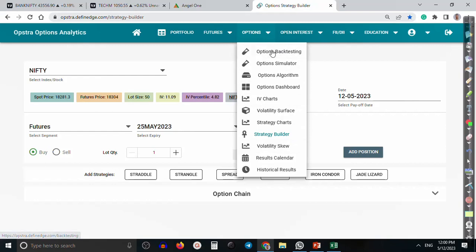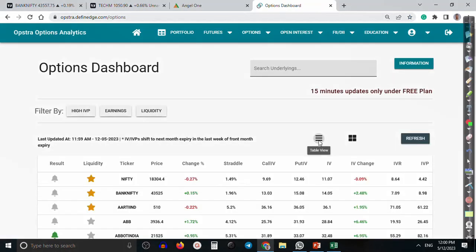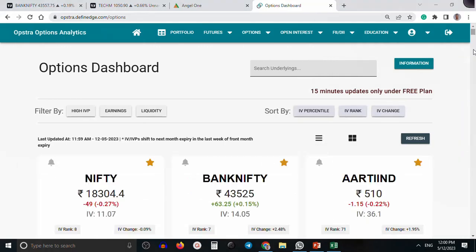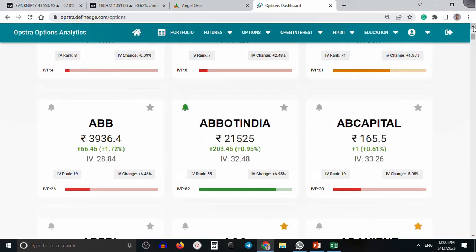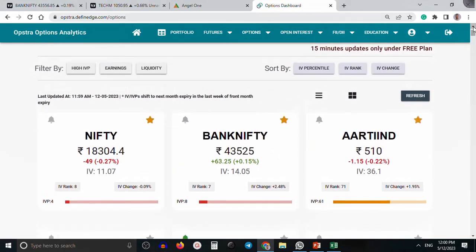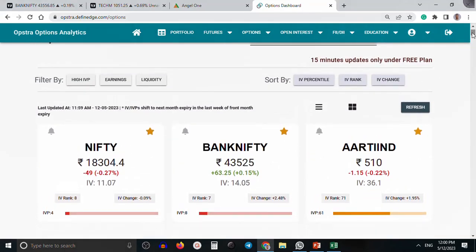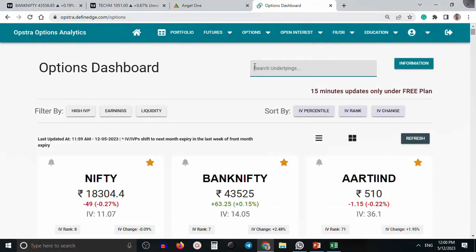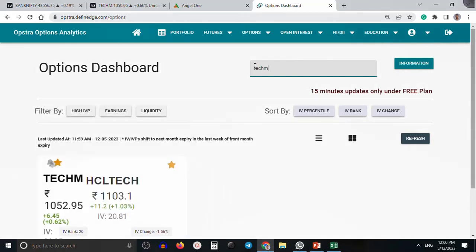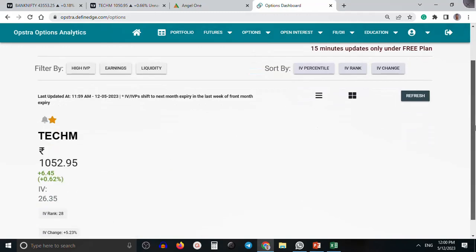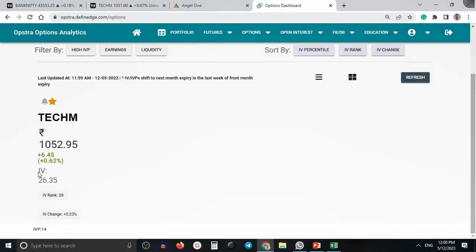On the dashboard we'll see Tech Mahindra. Where is Tech Mahindra? It's based on implied volatility percentile. Let me search for Tech Mahindra. Check its implied volatility. It's very low. So that is why I'll focus on the buy direction.